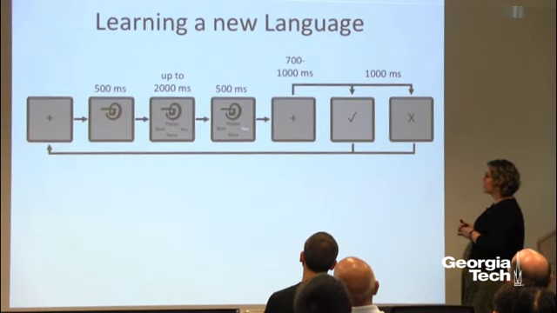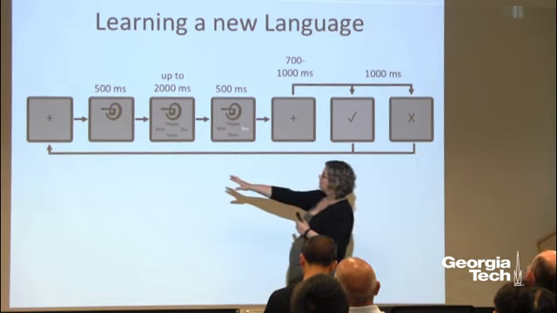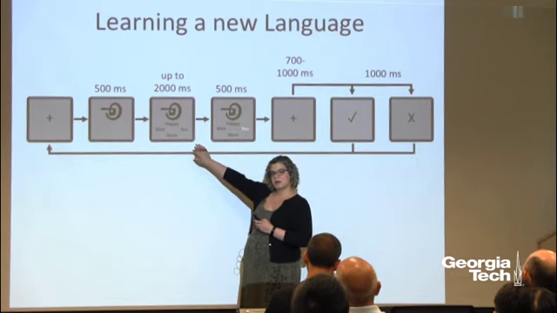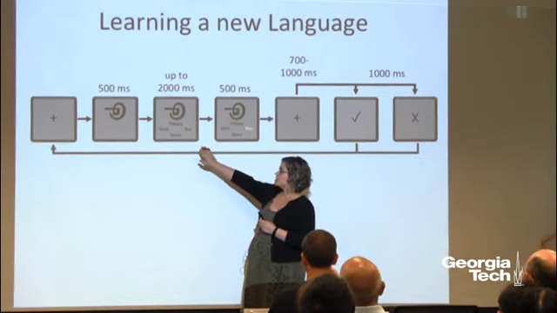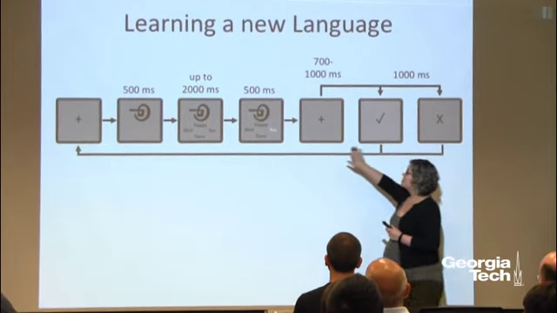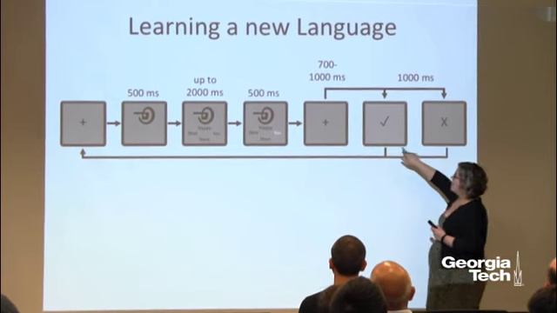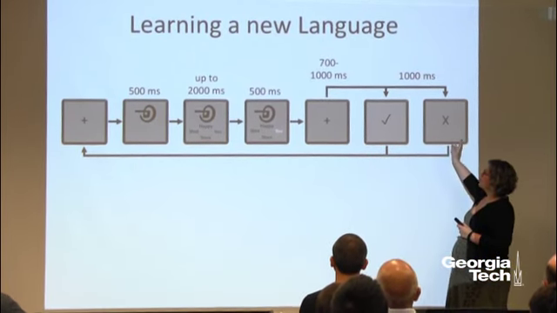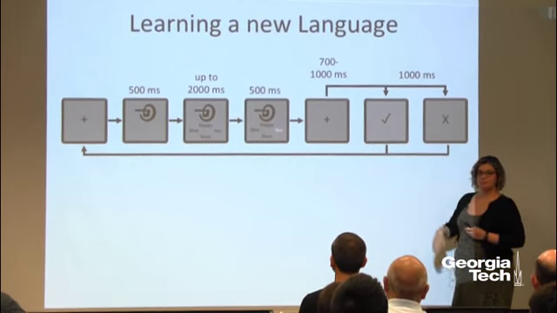So it looks like this. For 500 milliseconds, you see this funny symbol. And then the choices appear on the screen. And then you have up to 2 seconds to make your choice. Once you make your choice, it turns white for 500 milliseconds. There's some intertrial interval here. And then we give you feedback about whether it was correct or not. And you see the feedback for a second.